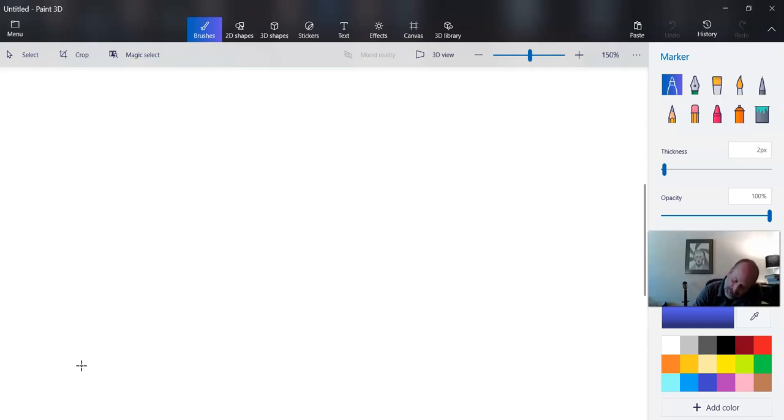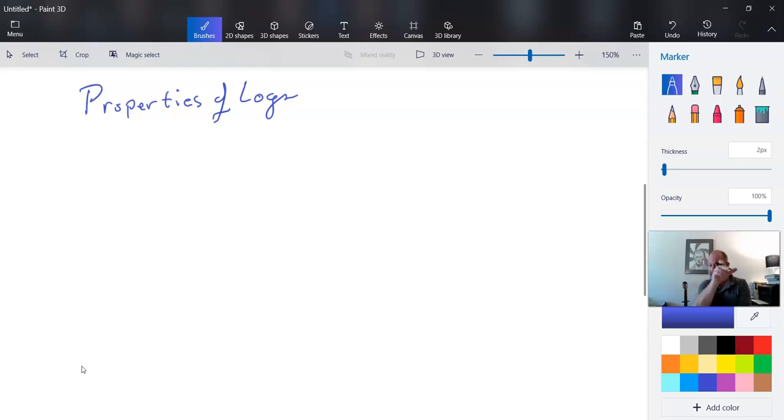Okay, so properties of logarithms. Okay, good. I got my pen set and everything this time. And so I'm going to develop these. If I can, I'm going to keep a list of the properties as we discover them. But if I run out of room, I'm just going to have to summarize it at the end. So we'll see how it goes here.